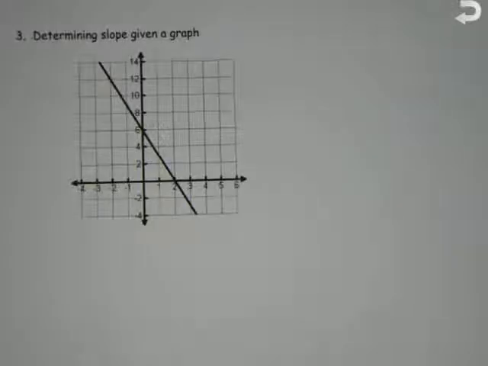In the last example, we're going to determine the slope when we're given the graph of a line. Again, we've noticed in the last 2 examples that you needed 2 points to find the slope. It's the same thing here, so we're going to have to find 2 points on the line that we can use to calculate the slope.